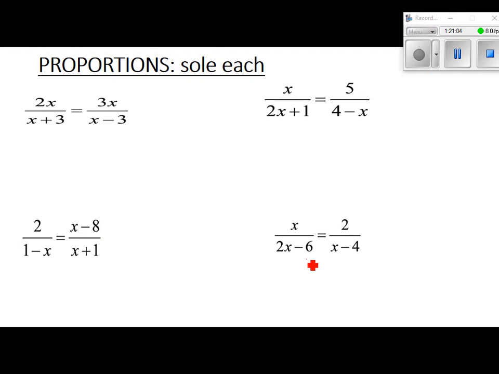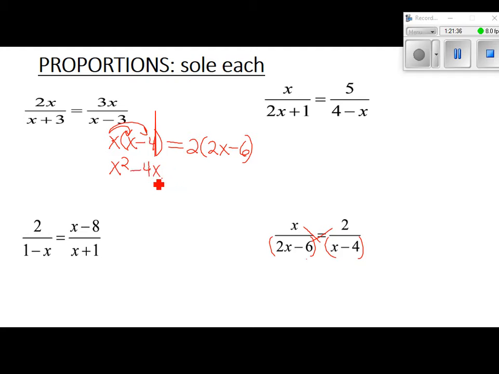On this one, I'm going to put parentheses around this, and I'm going to start writing it up here. That way we got x times x minus 4 when we cross multiply. And this way we got 2 times 2x minus 6. We distribute out here, end up with x squared minus 4x equals, here 2 times 2x is 4x, 2 times negative 6 is negative 12.